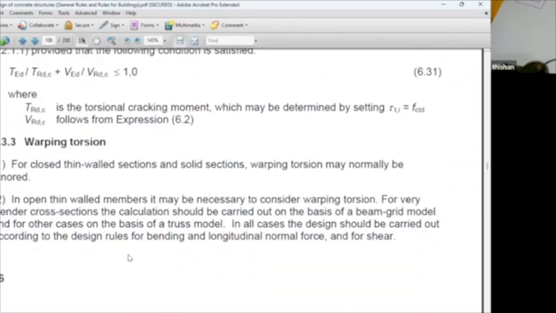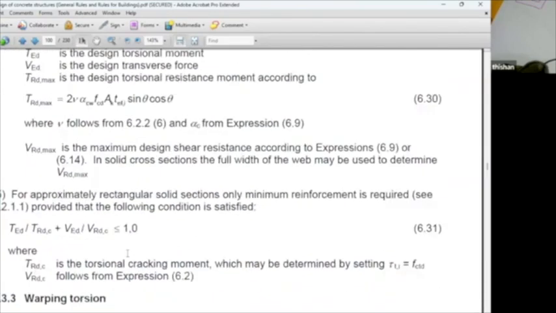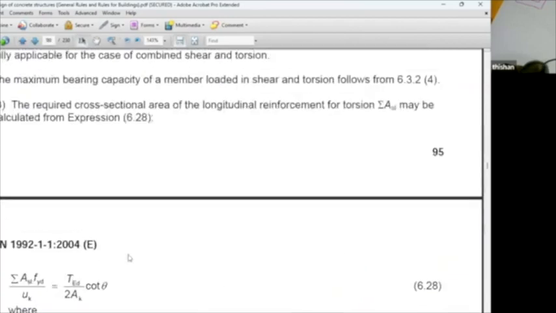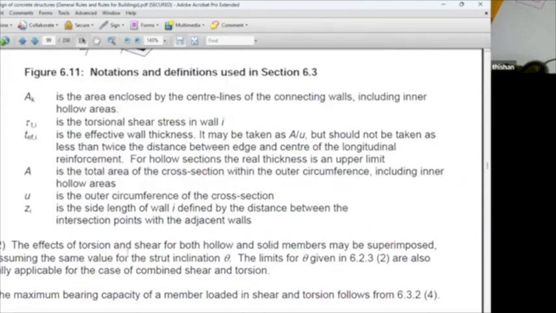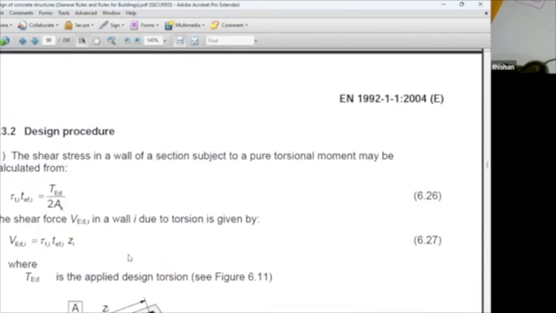And then it comes to the warping torsion, which is not applicable to us. So torsion is only that much. Not a great deal of information. Only a little bit of information. So that's why you have to look at the textbook, because the code is not very helpful, only a few equations. It covers it. So we have to look at the textbook.